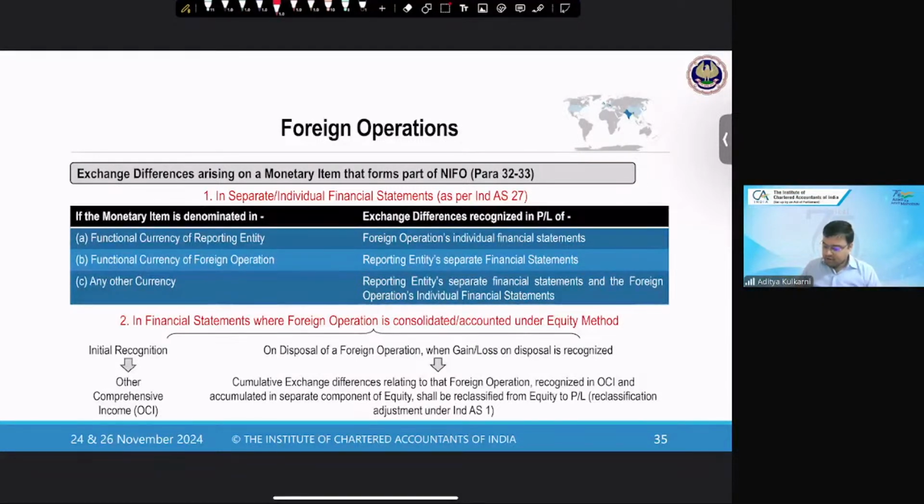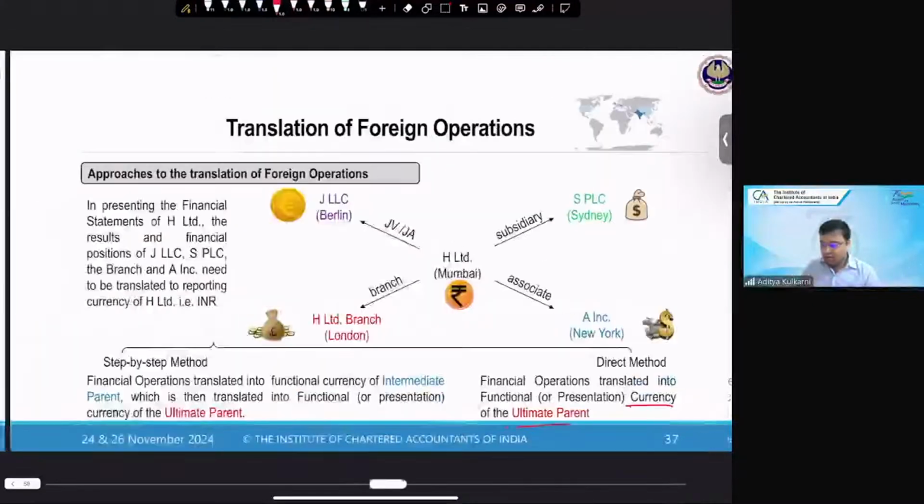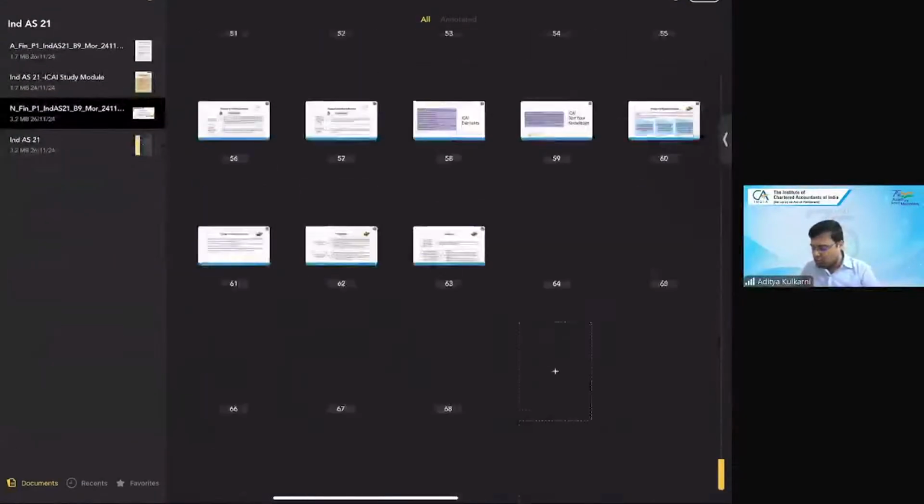Exchange differences in financial statements where the foreign operation is consolidated, take it to other comprehensive income, FCTR, and then you reclassify from equity to P&L on disposal of the foreign operation. In separate financial statements, you can see where it appears: exchange differences in P&L of foreign operations, individual financials, reporting entities. This is easy. Okay. So with that, I think we are almost done.